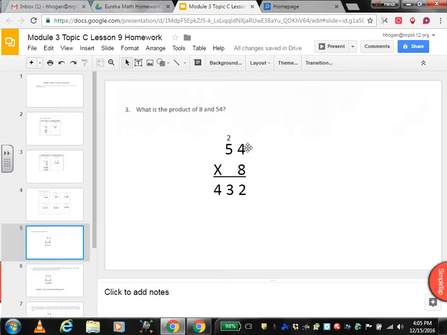8 times 4 is 32. That should be a 3, shouldn't it? 32. So we have 3 groups to regroup. 2. 8 times 5 is 40 plus 3 is 43. So the product of 8 and 54 is 432.